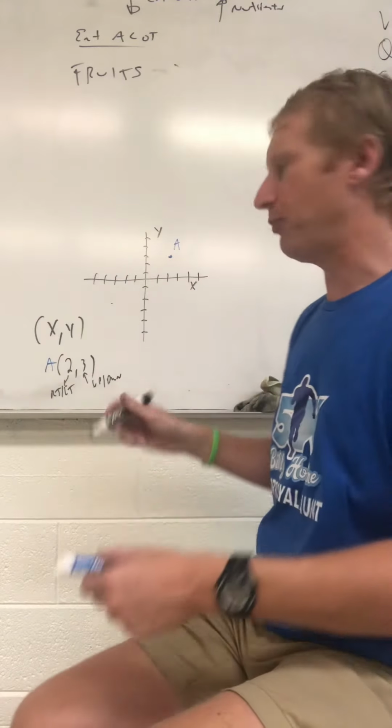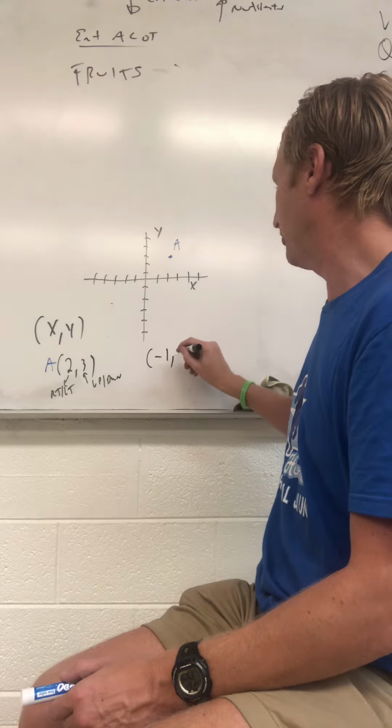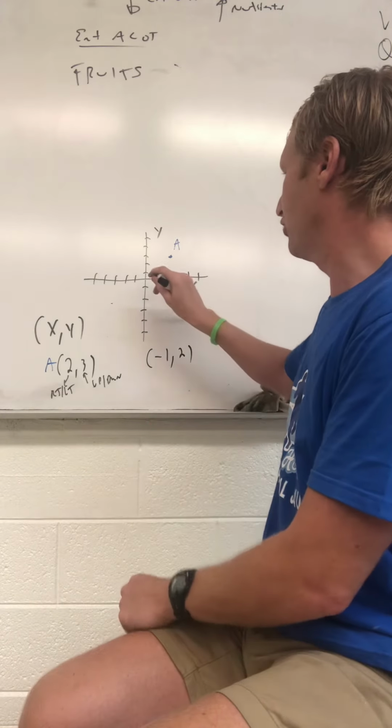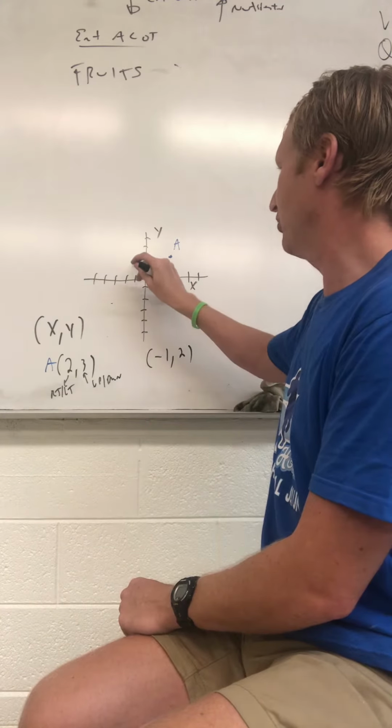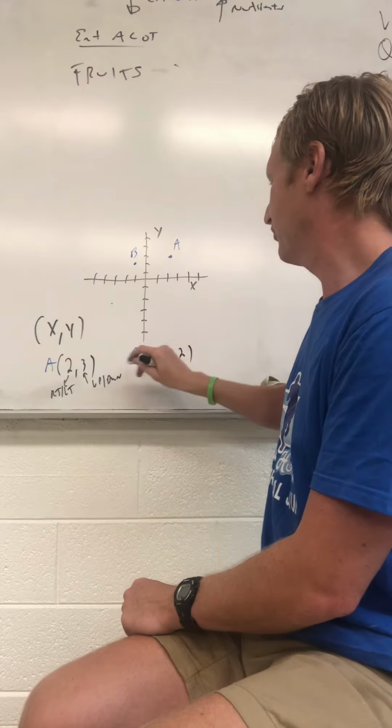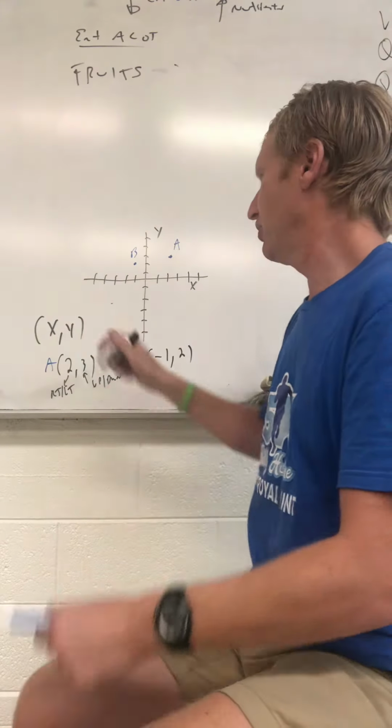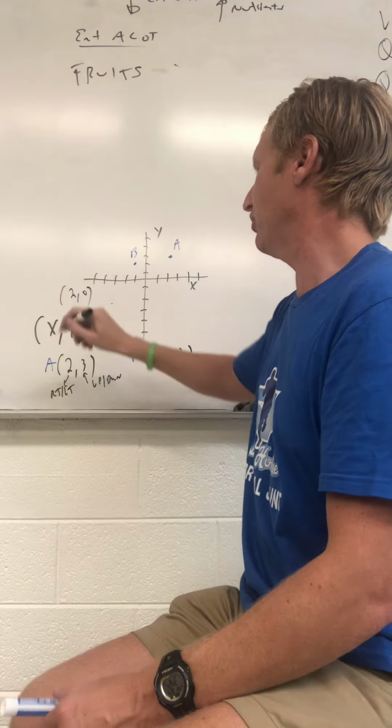Let's take a look at another point we could graph. Let's do -1 comma 2. So now we start at the origin. We're going to go 1 left, 2 up, and we're going to go ahead and call this point B. And there's point B. What about the number 2 comma 0?